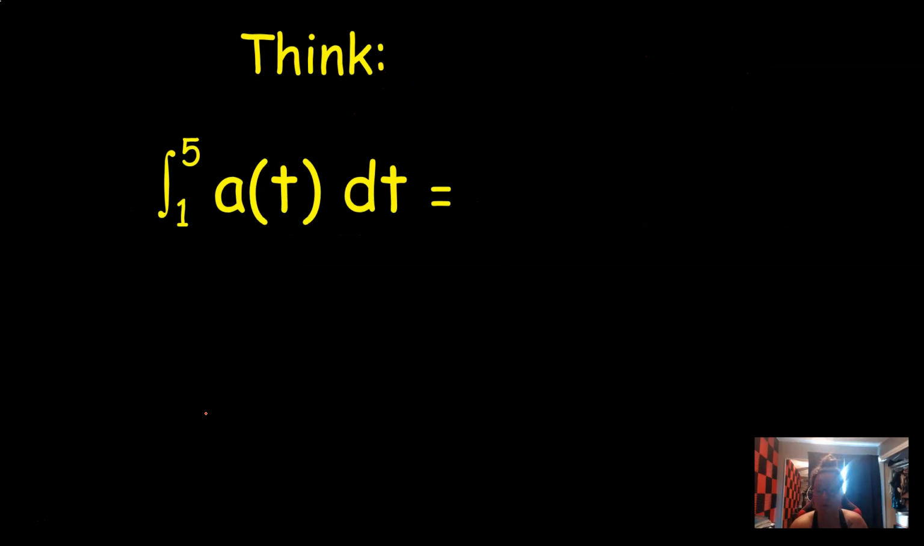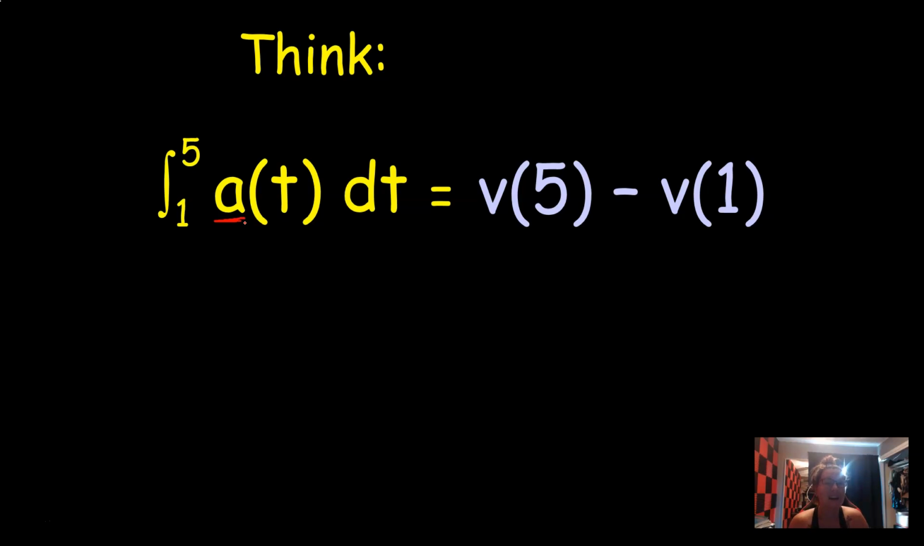All right, so if we had the antiderivative from 1 to 5 of a of t, a of t being acceleration, I would take the antiderivative of acceleration, right, which is velocity, all right?